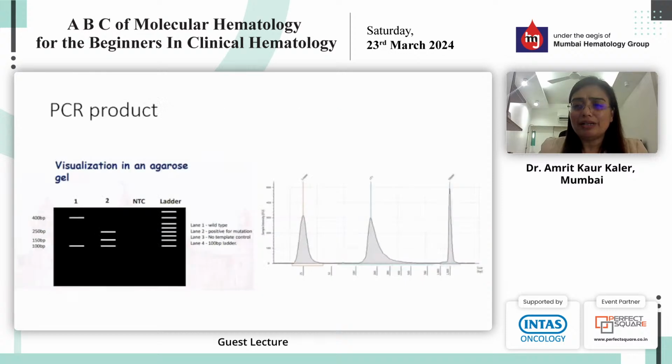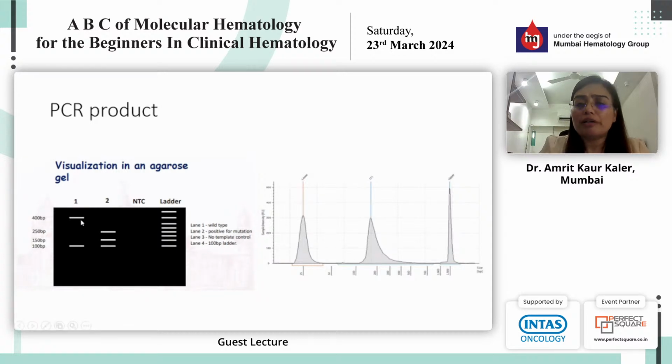So basically, they are amplified to such an extent, and then you can measure the weight or the base pairs that have been formed. So you can see here, this is 400 base pairs, this is 100 base pairs, and there's a ladder which is being used. So NTC will not give you any results. So this is the weight of the product, how much it is.